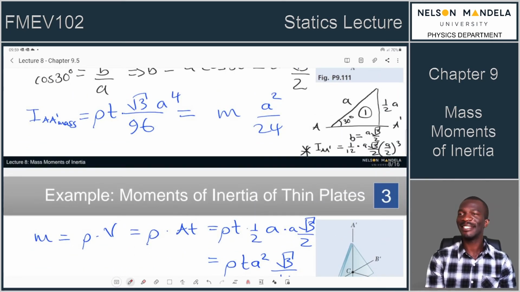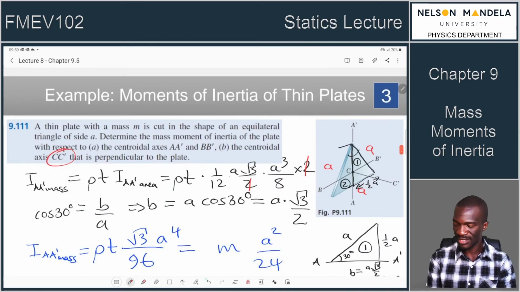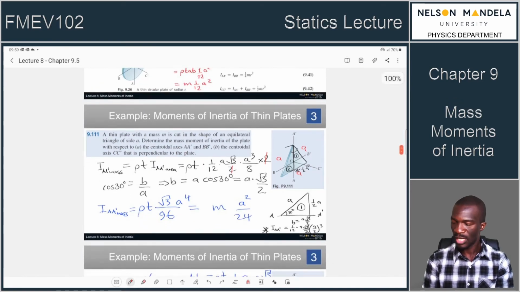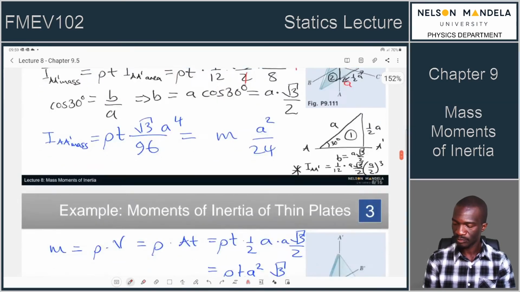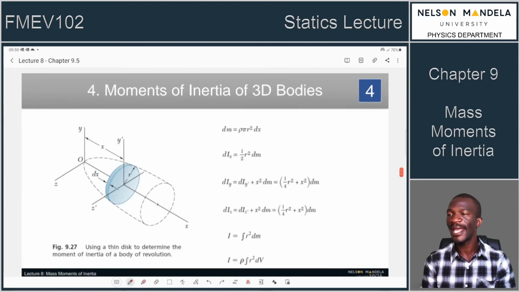So the last question, they want us to calculate the CC prime. We know that is just a sum of the two. So 2 multiplied by 1/24 would give us a 12th of ma squared. That would be your polar moment. So I think the use of your tables is coming in handy now.